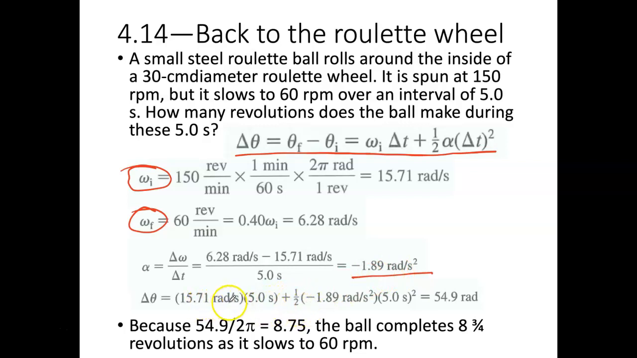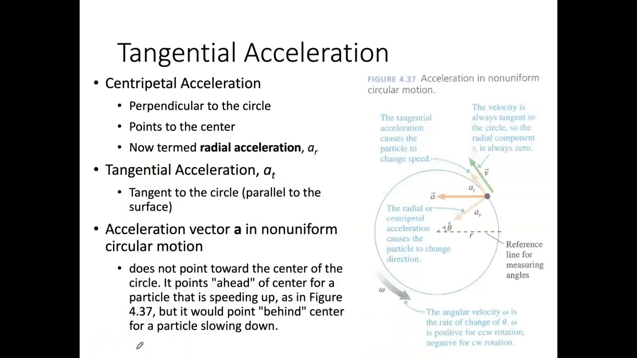And so we plug the numbers back into our equation, and we end up with 54.9 radians. Because 54.9 divided by 2 pi is about 8.75. The ball completes 8.75 or 8 3/4 revolutions as it slows down to that 60 RPM. Tangential acceleration, this is different.